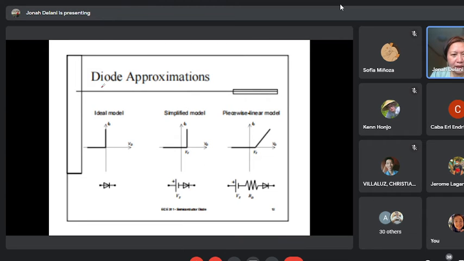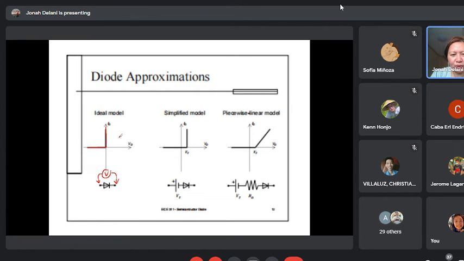So, these are diode approximations. If we look at a diode, ideally, when it is reverse biased, there is no current. If it is forward biased, then current would flow, and the diode will not have any voltage across it. If we measure the voltage there, it is zero voltage. It's like a short circuit.